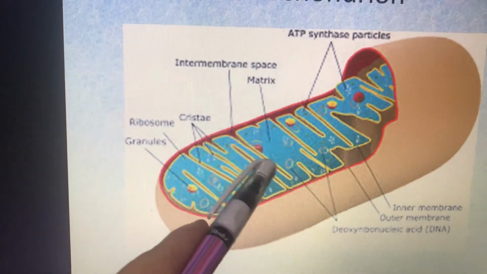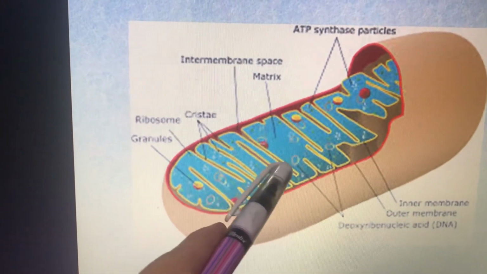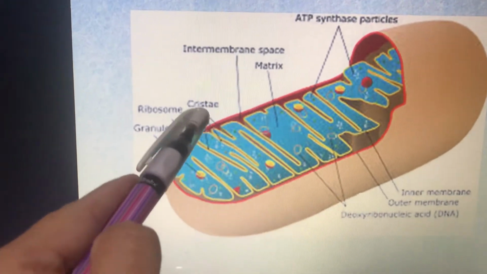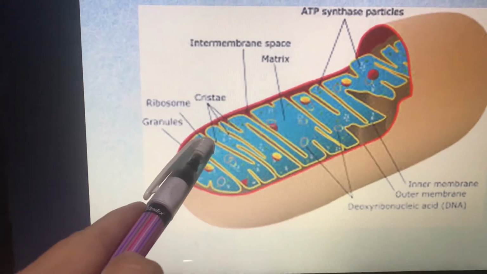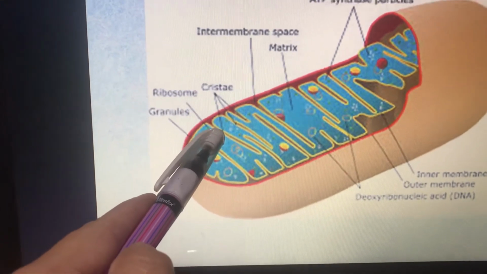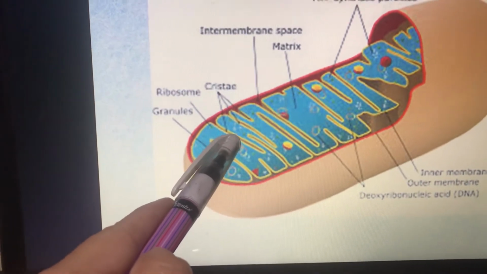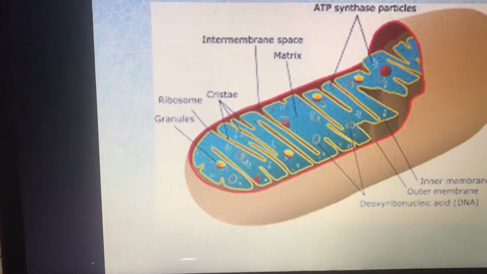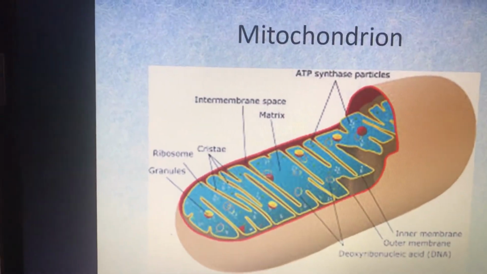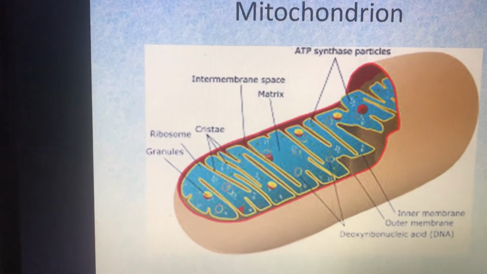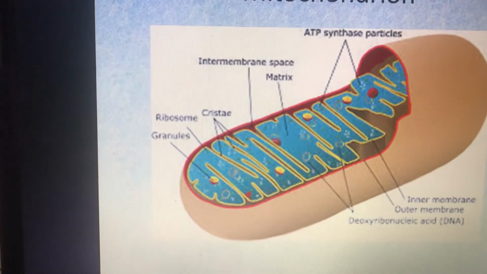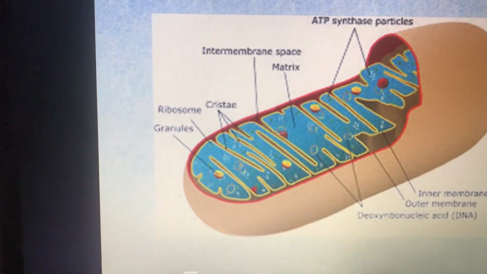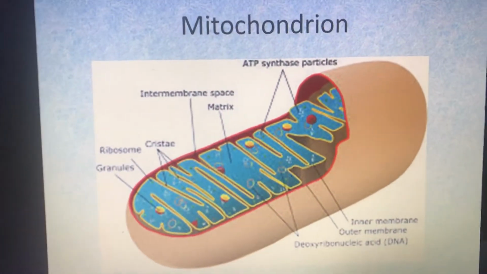Here in between, after these folds, some different compartments are seen. They are called cristae, crista or cristae. And these mitochondria contain their own genetic material, DNA and ribosomes. So they produce their own proteins.